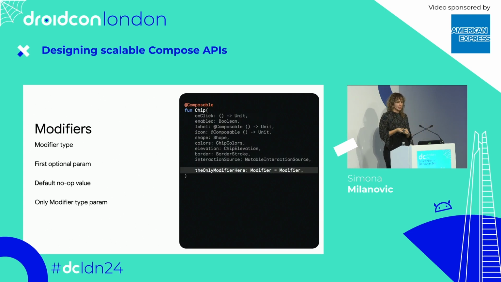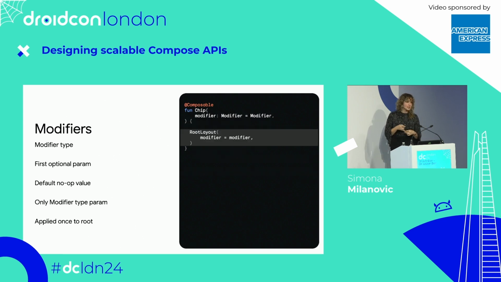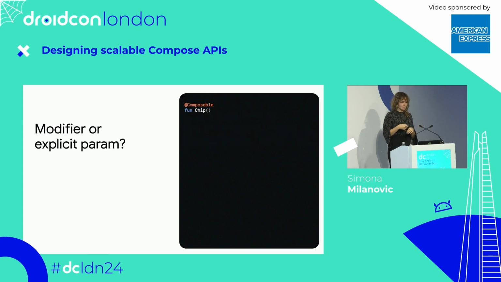It is the only top-level modifier in the parameter list. Although one should be enough for a single component, this can vary depending on how deeply nested your components are. The need for having multiple modifiers might signal that you need to rethink your other parameters or break your API into multiple. And this is also why the modifier should only be applied once to the root, outermost layout of the component.